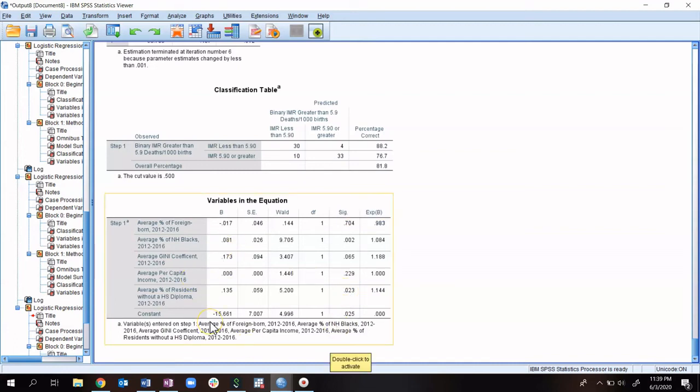So of the 5 variables included in the fully adjusted model, only the average percent of non-Hispanic blacks and the average percent of residents without a high school diploma were significantly related to the odds of a community area having an IMR greater than the national average. Okay. The rest of them, you could say average percent foreign born, Gini coefficient, per capita income, were not significantly related to the odds of a community area having an IMR greater than the national average.